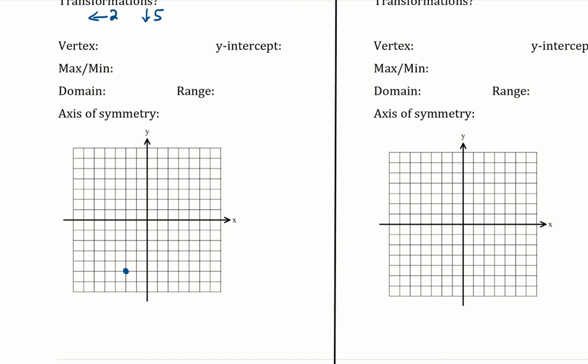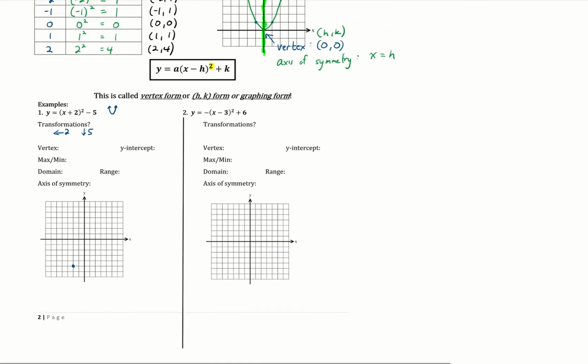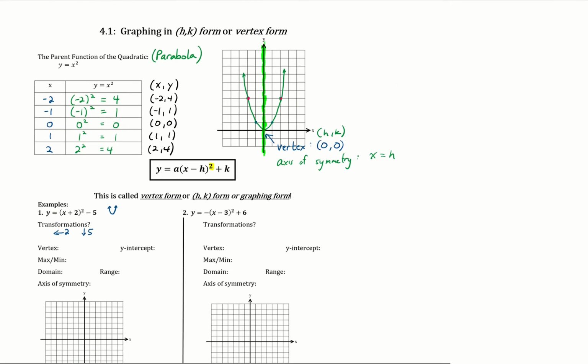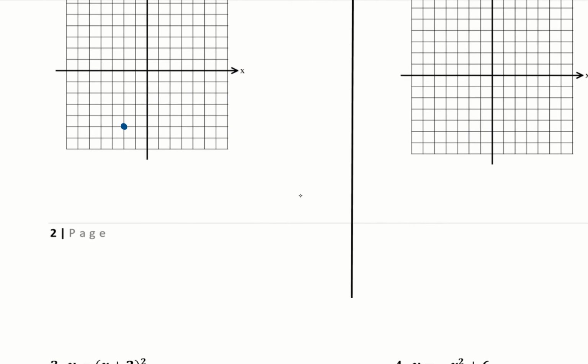There's the vertex. Because there's no stretch or compression, this graph is going to follow the same pattern that this graph over here did. Right 1, up 1; right 2, up 4. So let's go ahead and do that. Right 1, up 1; right 2 from the vertex, up 1, 2, 3, 4. But the same thing happens if I go left 1, I go up 1. If I go left 2 from the vertex, I go up 4.